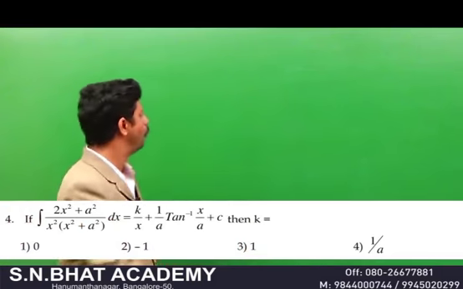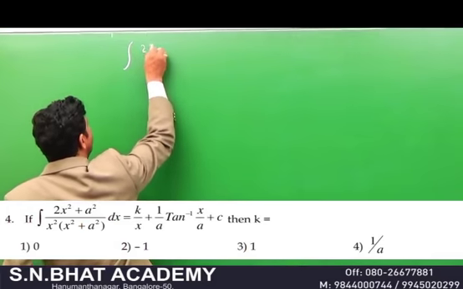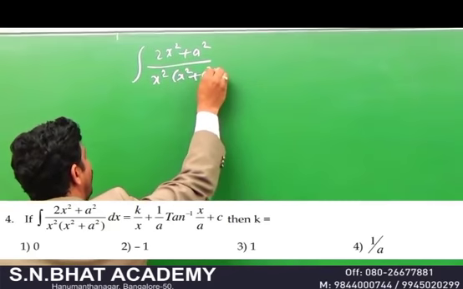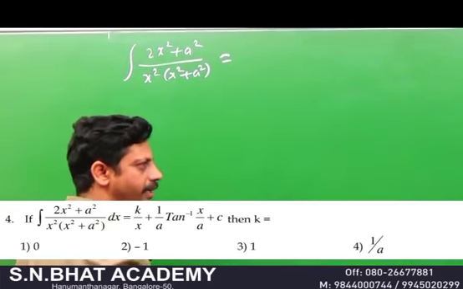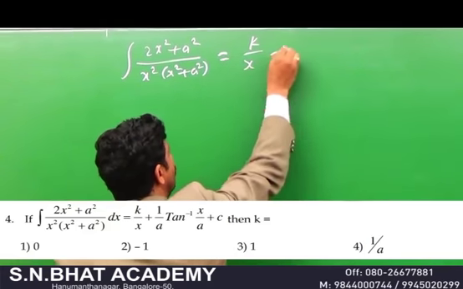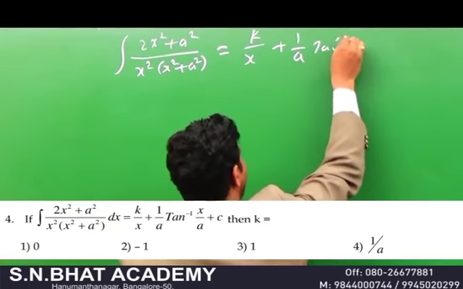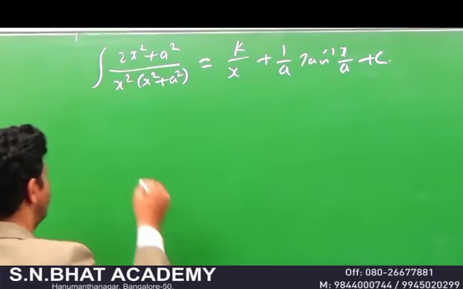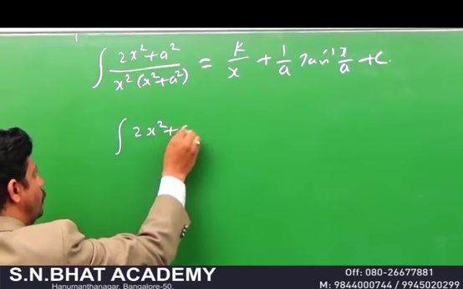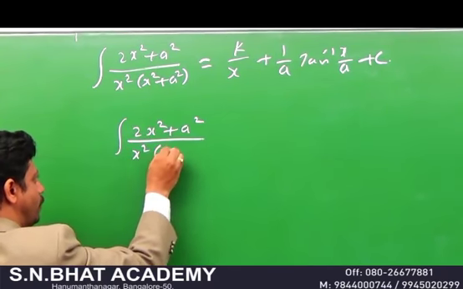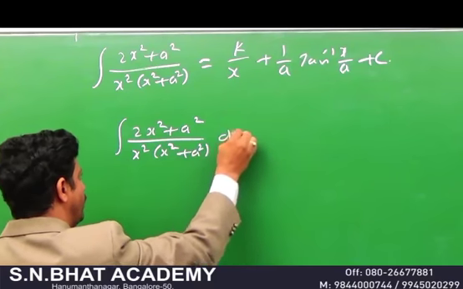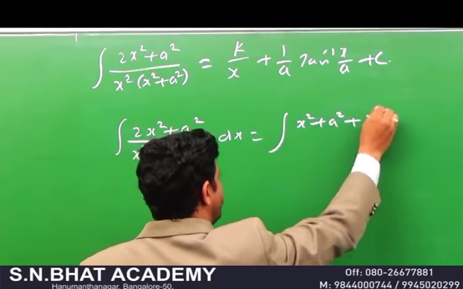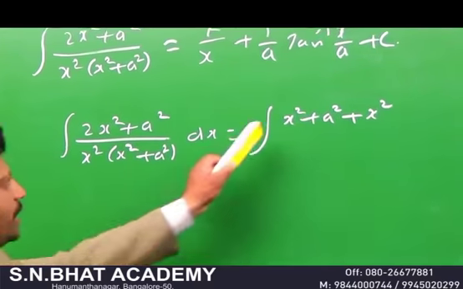Now we move on to question number 4. In question number 4, the integral is given to be k by x plus 1 by a tan inverse x by a plus c. We have to determine the value of k. Now consider this integral, 2x square plus a square divided by x square into x square plus a square. We can write 2x square plus a square as x square plus a square plus x square. X square plus x square is 2x square.